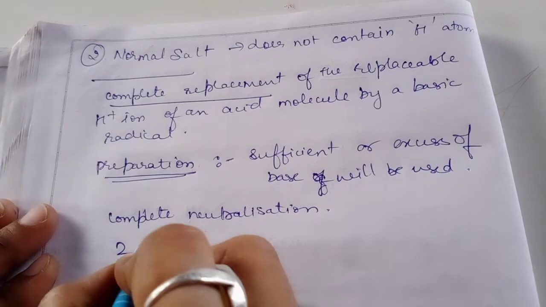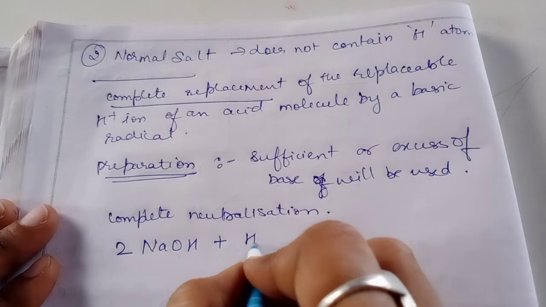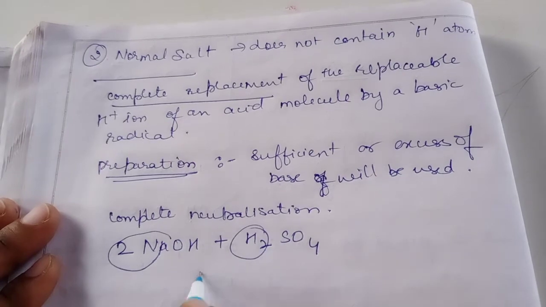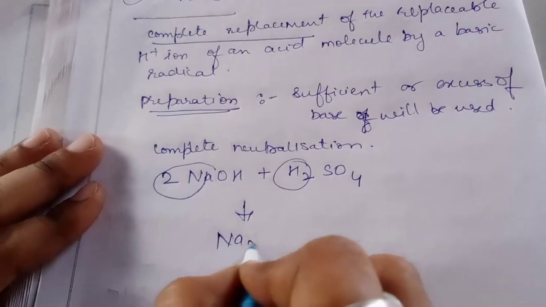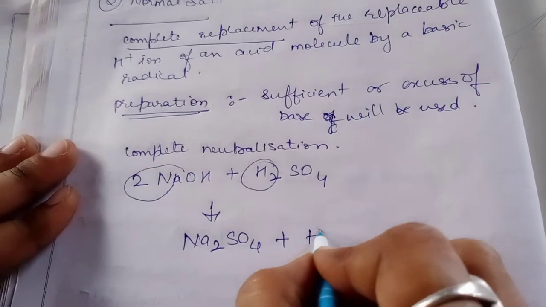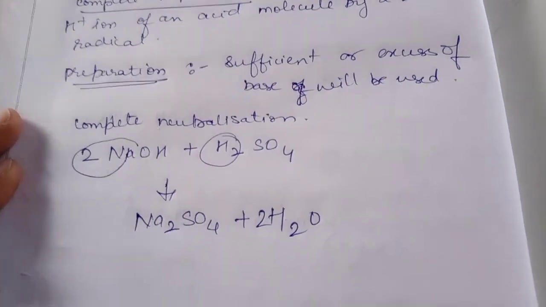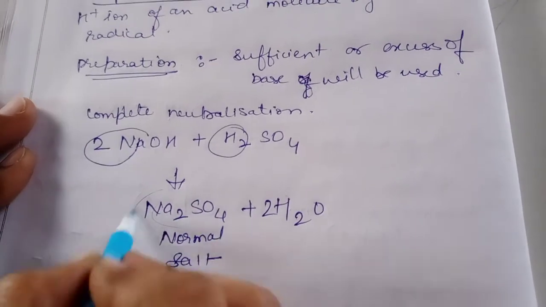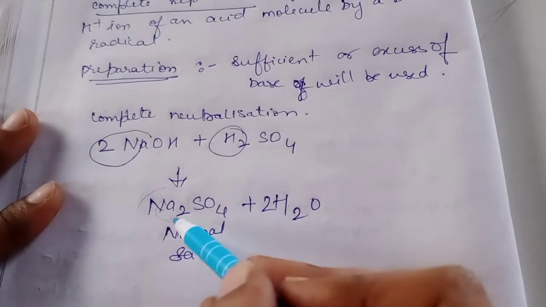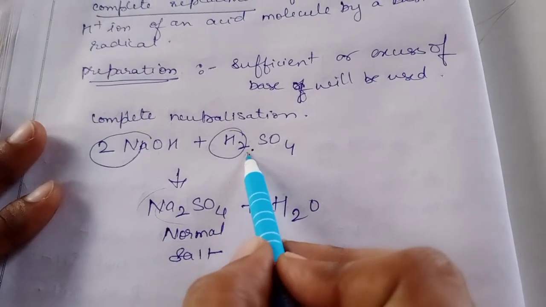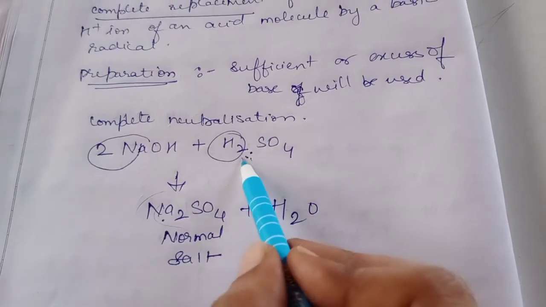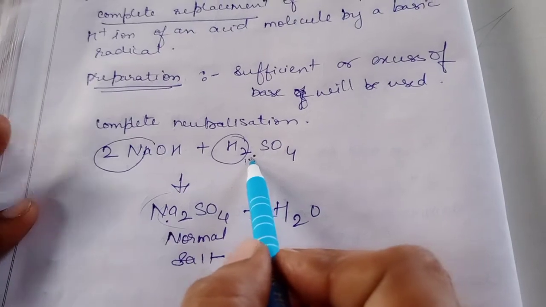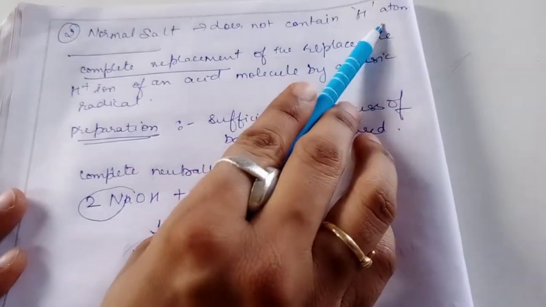So let us see. 2NaOH will react with H2SO4. So 2 atoms of sodium will replace 2 hydrogen atoms. So it will give you Na2SO4 plus 2H2O. So this is a normal salt. This is a normal salt because it does not have any hydrogen, and complete replacement of hydrogen has taken place from the acid. So the metal has completely replaced the hydrogen of the acid. Hence it is a complete neutralization reaction.